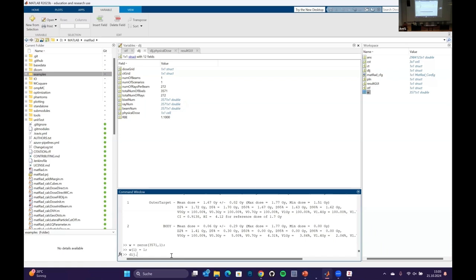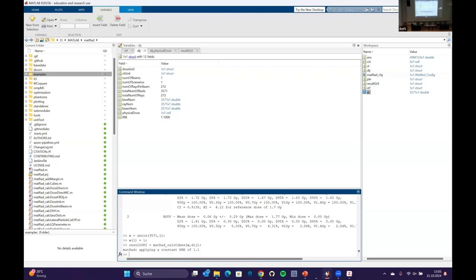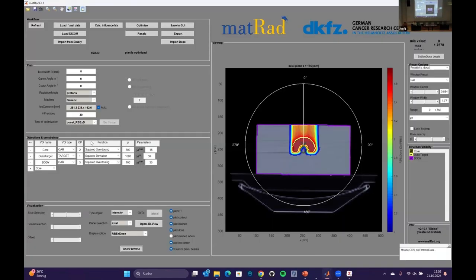Then what I can in principle do is multiply the matrix with my vector. matRad has a shortcut for that. I will not explain this in detail right now, but you find something similar in the examples if you are into the code. I can call this, which does the matrix-vector product for me. And now I can refresh.